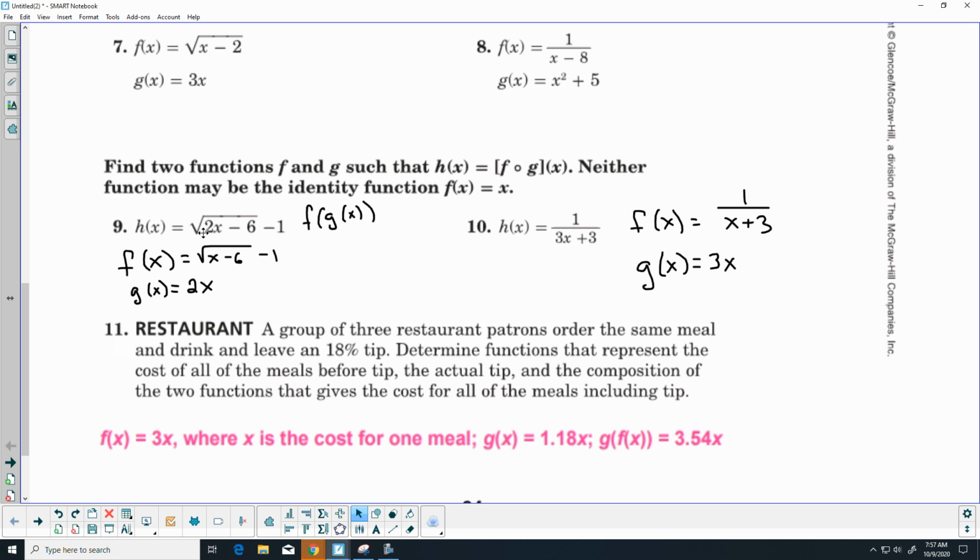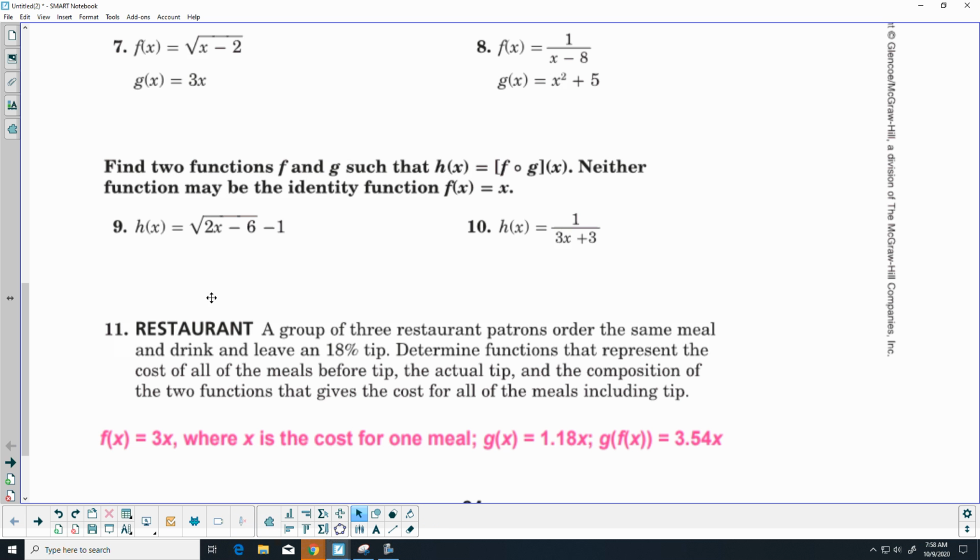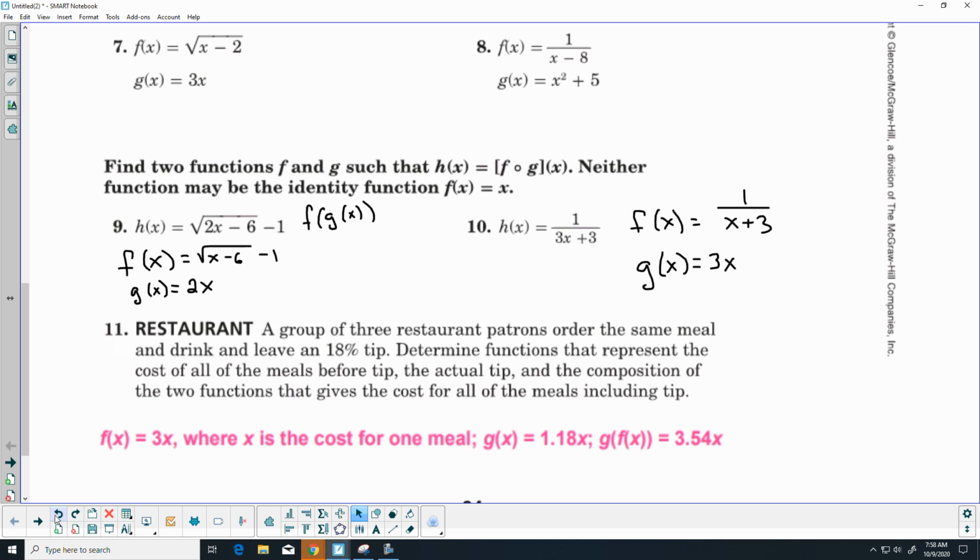What I did was I just kind of looked where that variable was, and that was at 2x. So I made that my g function. And then I had the square root of x minus 6 minus 1. And again, there's going to be variations. So if I had taken out my x and put in my g of x, that's what I would end up with.